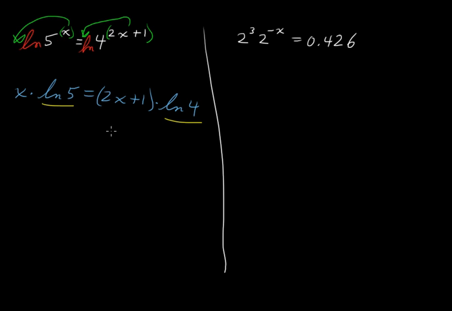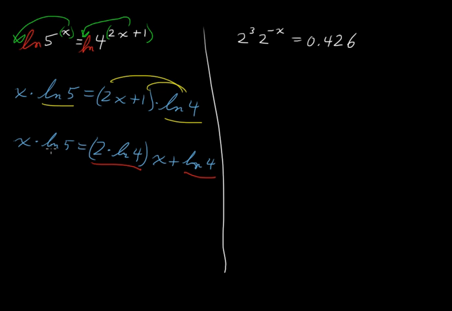I'm just going to leave them as they are, and I'm going to distribute the natural log of 4 over on this side, and I have x times the natural log of 5 equals 2 times the natural log of 4 times x plus the natural log of 4. At this point we have numbers. Again, this is just a number, and this is just a number, and this is just a number. So I'm going to pause the video and come back with some approximations with decimals.